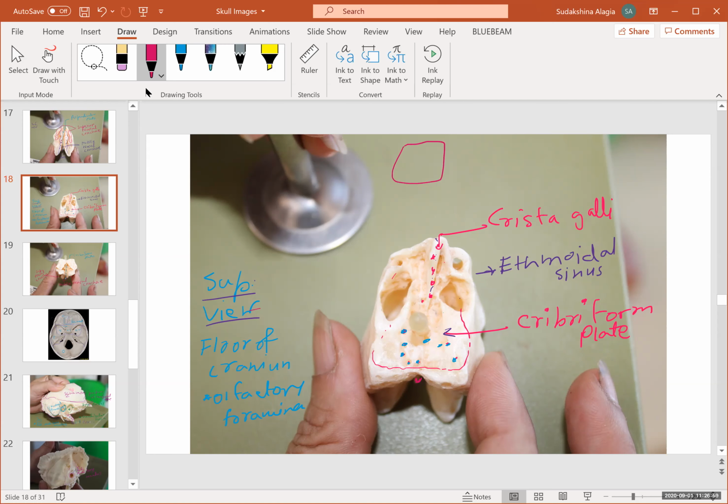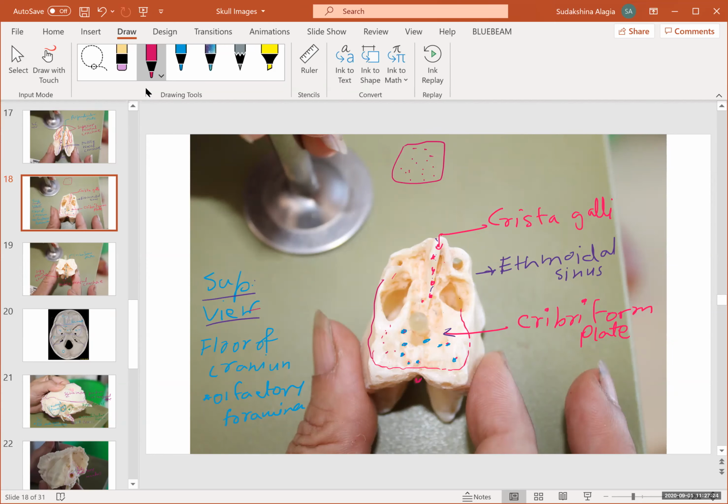Cribriform plate, if we just separate this part, let's say we cut this, section it, and we are looking at it, then olfactory foramina are all over. Cribriform plate does not exist without olfactory foramina. The plate itself has these pores, and the pores together are what we are referring to as foramina. Yes, they are small. They are right on the cribriform plate.